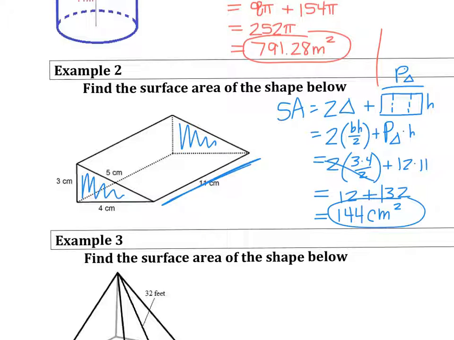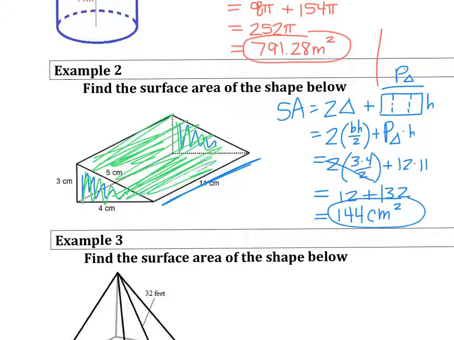We could do this the long way. You'd still do the 2 triangles, but then you would have to add individually this rectangle, which is 3 by 11, the bottom 4 by 11, and this top part 5 by 11. Or we could just simplify it and say, hey, it's the perimeter of the triangle times the height.